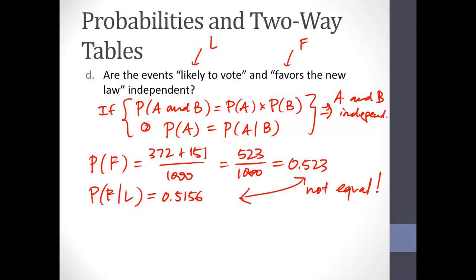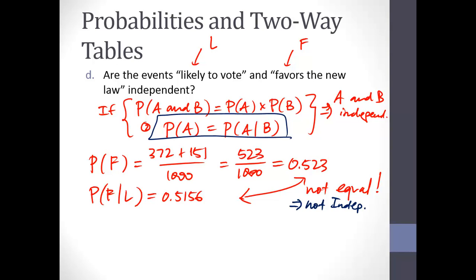So what does that tell me about these two events, F and L? What's the answer to our question here? Are they independent, or are they not independent? Not independent, right? The second thing that we wrote down there, this condition failed. The probability of A is not equal to the probability of A given B. So therefore, not independent. So there's our way to mathematically show it.